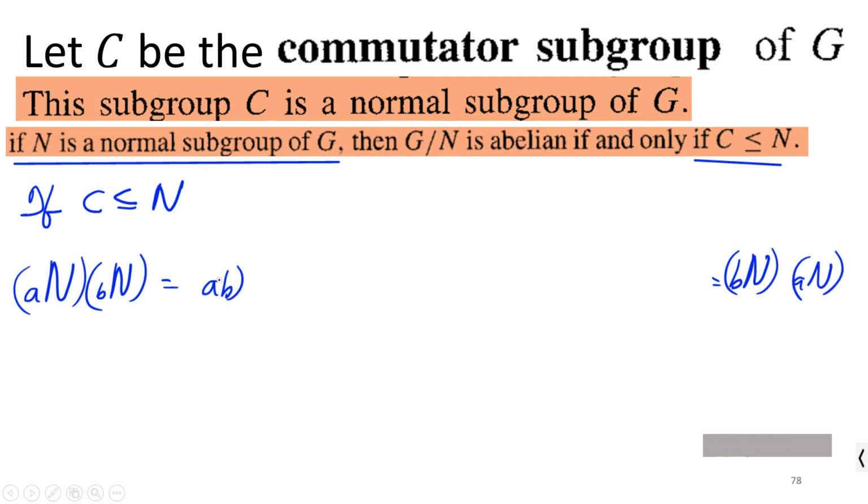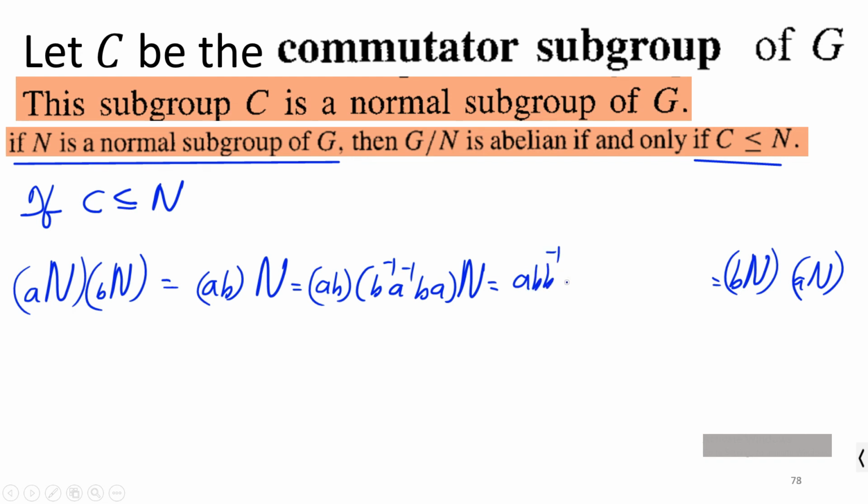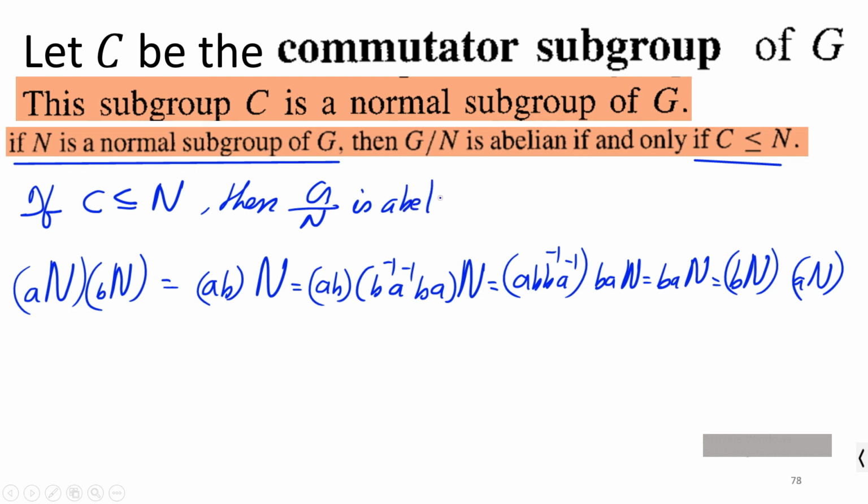Now the steps required are just similar to the previous one. Since N contains all the commutators, N can be replaced by B inverse A inverse BAN, and if you rearrange, you can have it as the product of E into BAN, and BAN is BN into AN. So you proved that if C is a subgroup of N and N is a normal subgroup of G, then G over N is an abelian group.